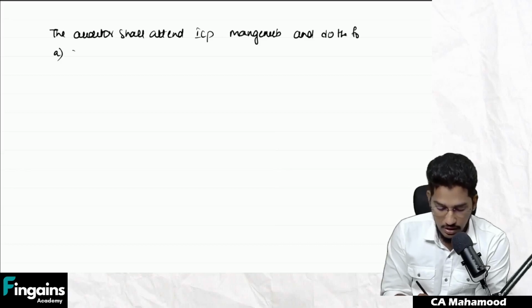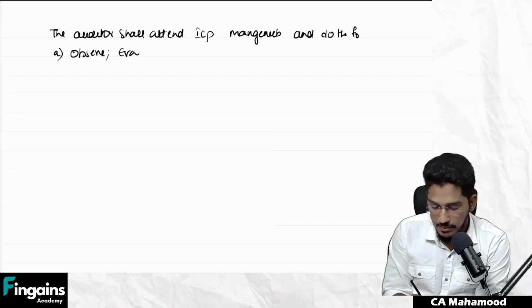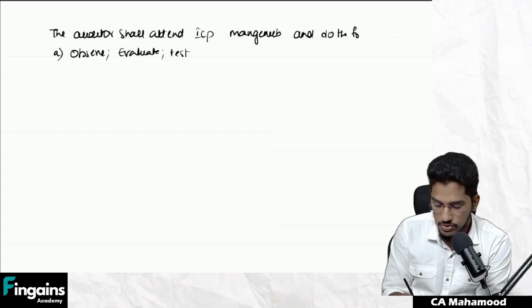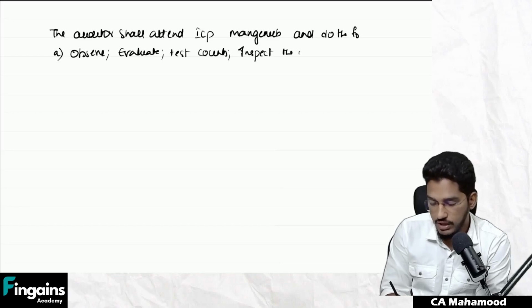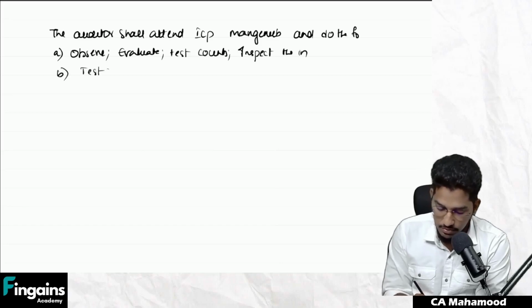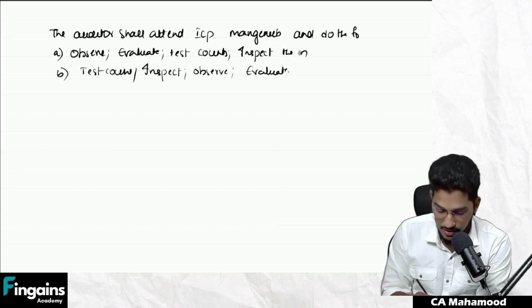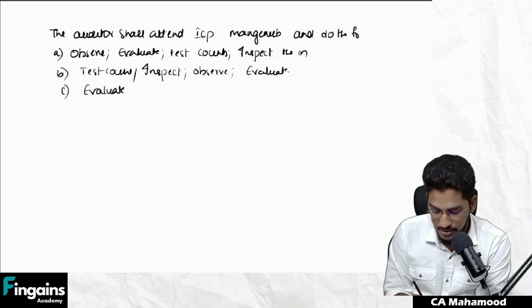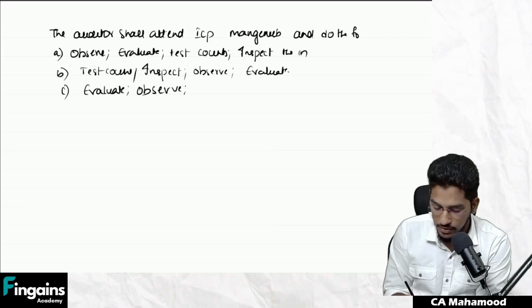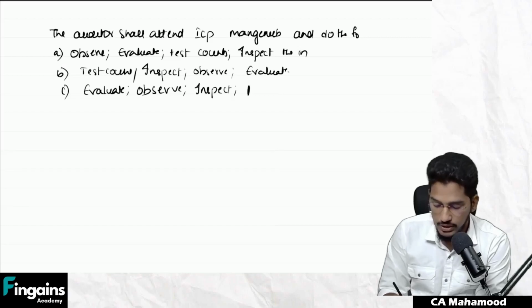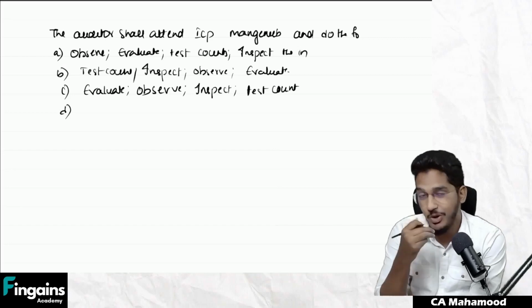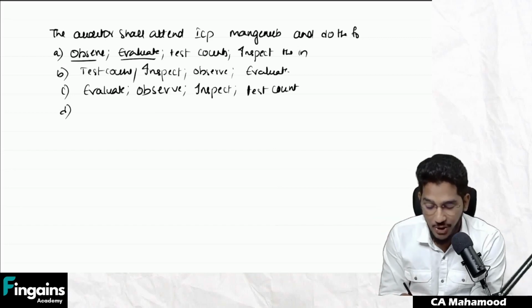Option 1: observe inventory counting, evaluate the management's instructions, perform the test counts, and also inspect the inventory. Another option: do the test count, inspect the inventory, observe how they are doing the counting, evaluate the management instructions. One more option: evaluate the management instructions, observe how they are doing the counting, inspect the inventory, do the test counts. One more option, I hope you have got it by now. What they are expecting from you is whether you will remember the order of the activities or not.